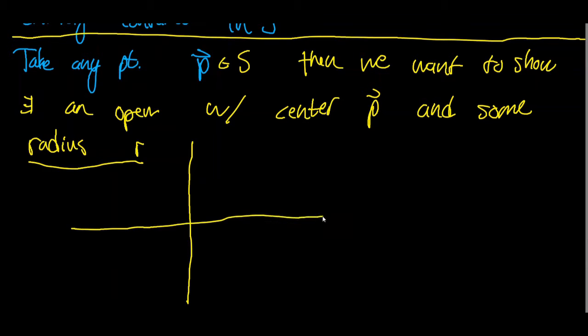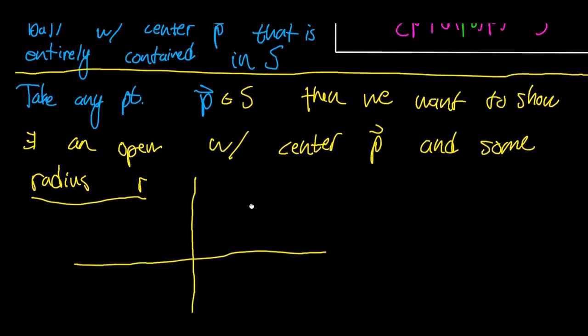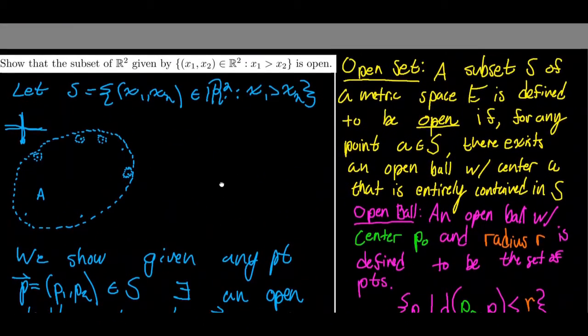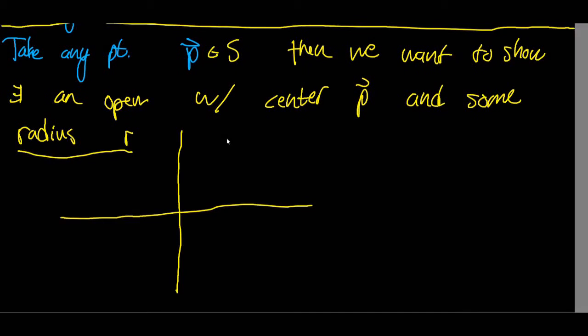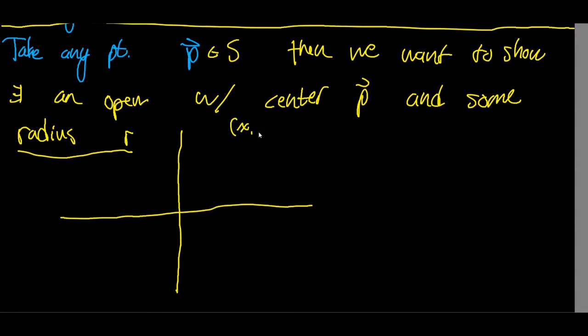So, remember, R2 is the coordinate plane. It's often helpful in this particular problem to draw out what we're dealing with. Remember, we're dealing with all points such that the first component is strictly greater than the second component. So, if the first component, x1, is strictly greater than x2, it's often helpful to think of this in terms of just x and y. So in this particular case, x is strictly greater than y.